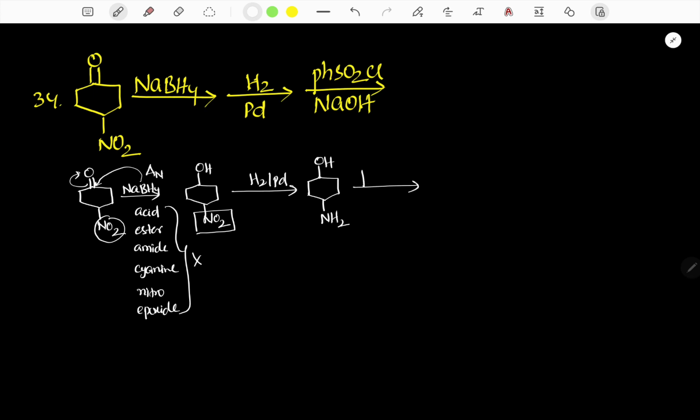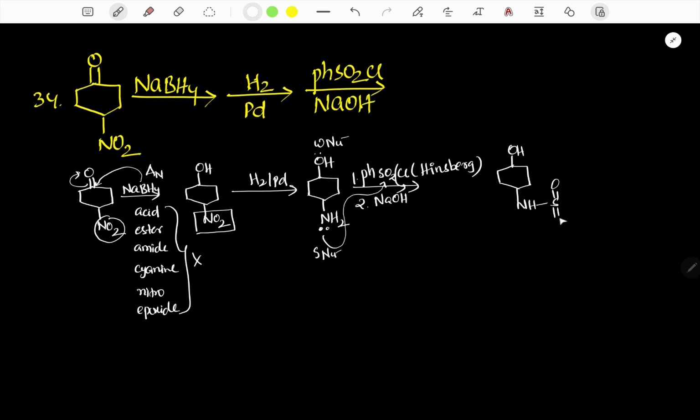Now it is treated with benzene sulfonyl chloride, followed by NaOH. Benzene sulfonyl chloride is also known as Hinsberg reagent. Here the N lone pair attacks the sulfur and the leaving group leaves, because the N lone pair is a strong nucleophile and the O lone pair is a weak nucleophile. Therefore, the corresponding product has OH and NH-SO2-Ph. So it is a sulfonamide.